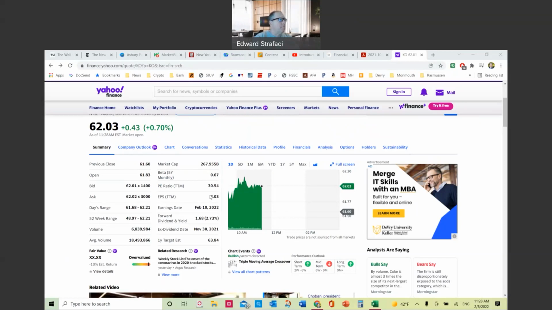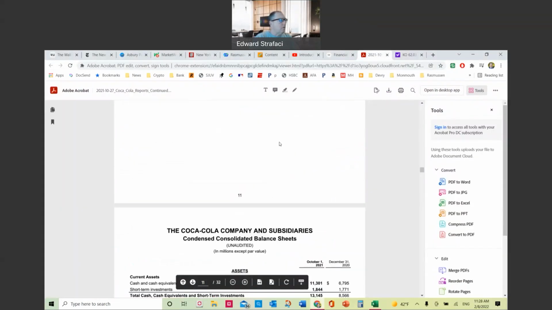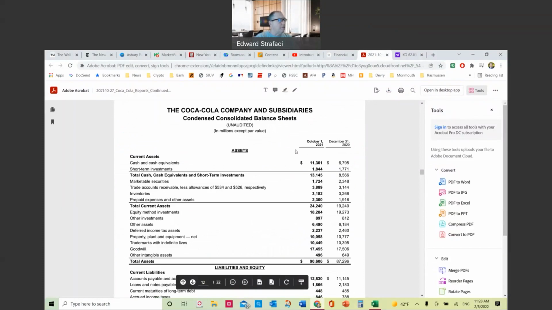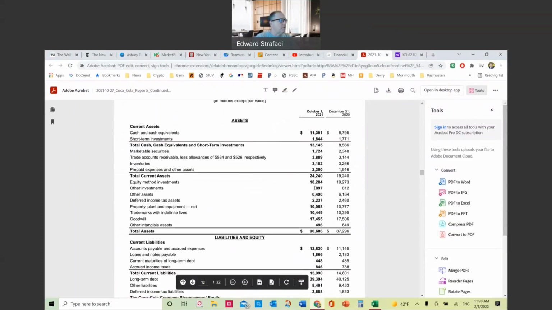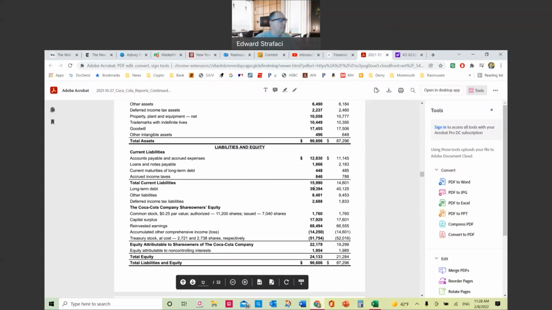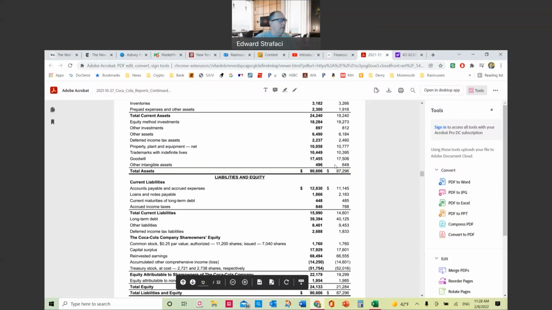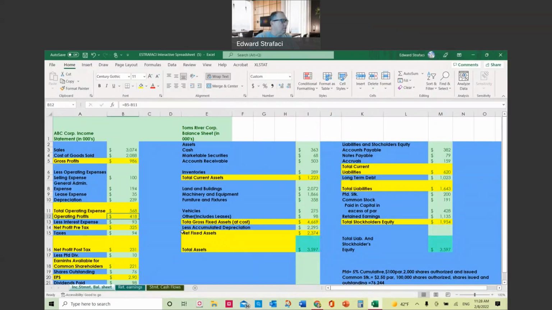So beta is a big number because we know through the capital asset pricing model, we have to plug that in to get a required rate of return. So going back to Coke, now you're going to get balance sheets. And there you get its cash on hand, marketable securities, inventories, all your balance sheet information is here. And if you go to my spreadsheet, then go to the balance sheet, you're going to see the same numbers.